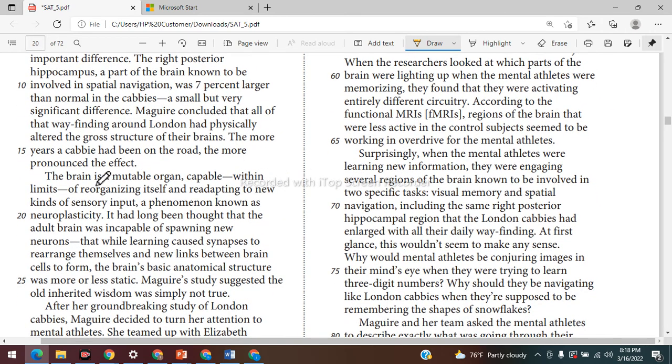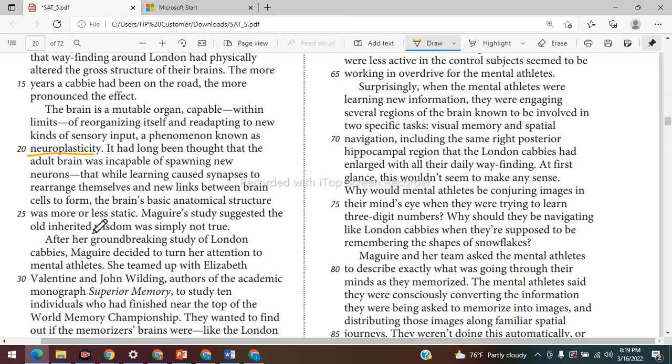The brain is a mutable organ, capable within limits of reorganizing itself and readapting to new kinds of sensory input, a phenomenon known as neuroplasticity. It had long been thought that the adult brain was incapable of spawning new neurons, that while learning caused synapses to rearrange themselves and new links between brain cells to form, the brain's basic anatomical structure was more or less static. Maguire's study suggested that the old inherited wisdom was simply not true.